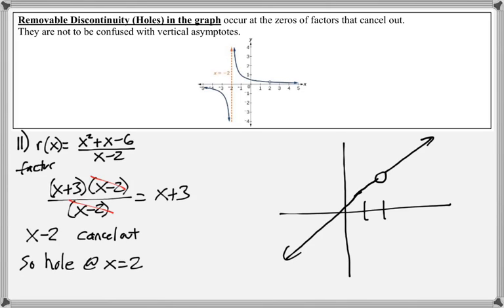And if you graph it on your calculator, x plus 3, it should just show the line. And I mean, if you look at just x plus 3, we kind of know that x plus 3 is a line. But what's interesting is if you graph the original one, it should show up the same.